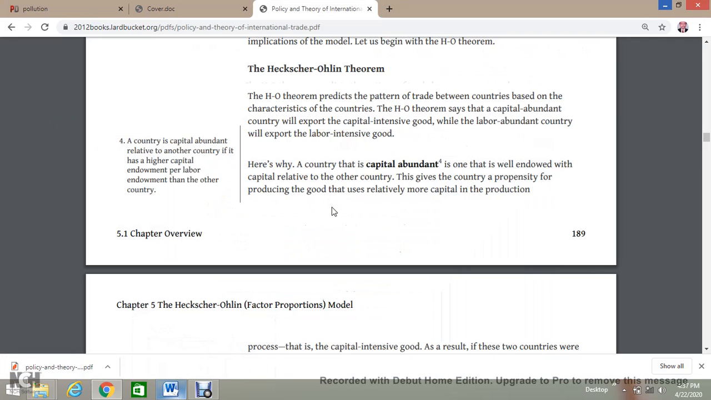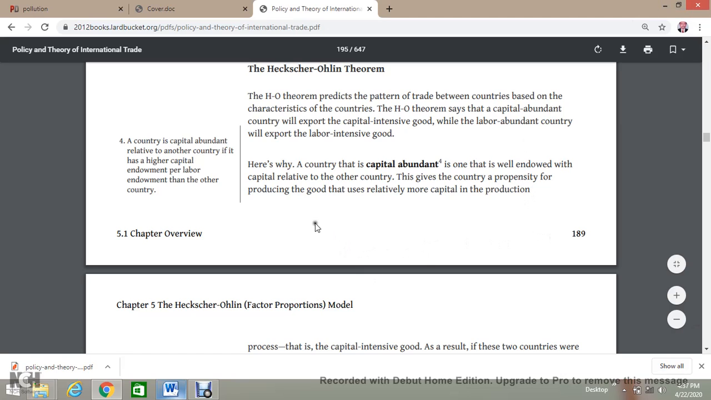Good morning, students. Today we'll have a class on international trade. Today I'm going to summarize the Heckscher-Ohlin theorem, which you already learned. Let us see what this theorem predicts.